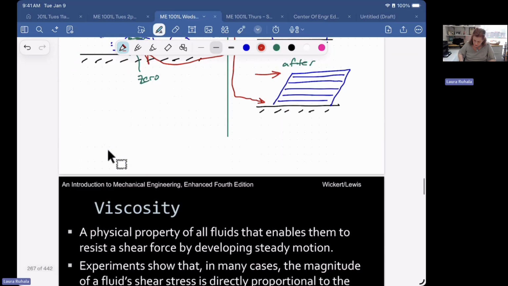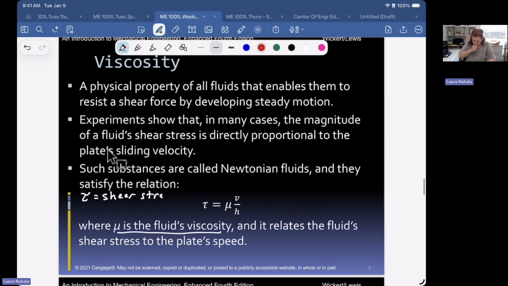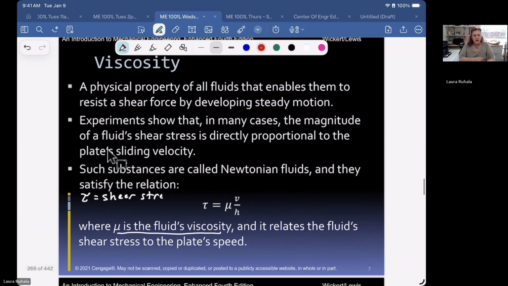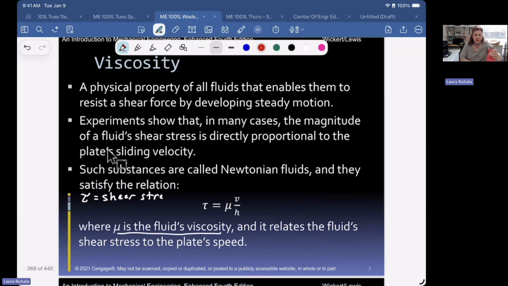The next topic will be viscosity. Viscosity is a physical property of all fluids that enables them to resist a shear force by developing steady motion. Okay, so experiments show in many cases the magnitude of a fluid's shear stress is directly proportional to the plate sliding velocity. Such substances are called Newtonian fluids, and they satisfy this relationship.